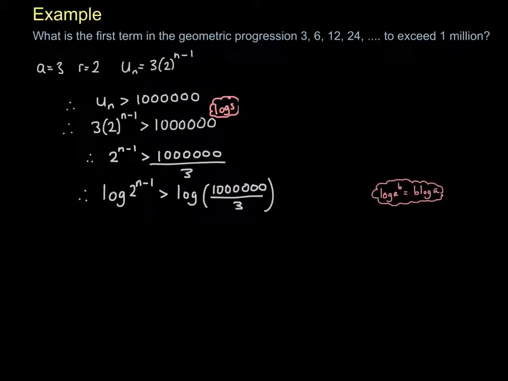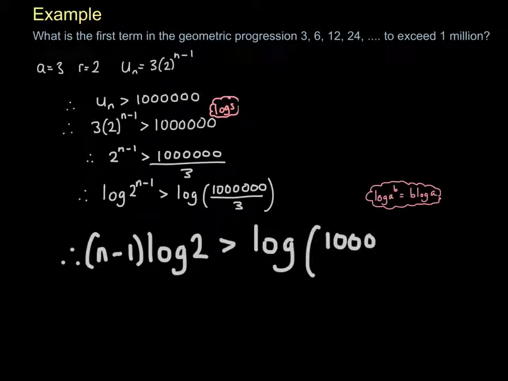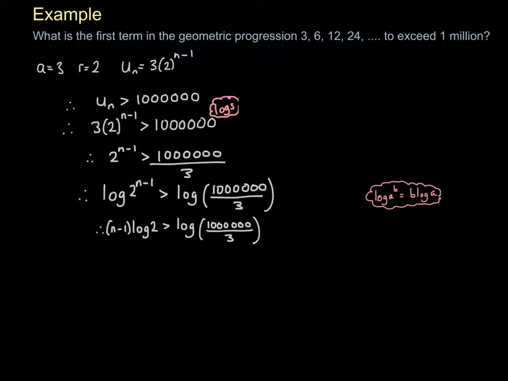If you're a bit rusty on the work we did on logs, maybe pause the video and go to My Maths and do a little bit of revision on that. So that's going to give us n minus 1 times log to the base 10 of 2 is greater than log of 1 million divided by 3. I'm just going to call it log to avoid having to say log to the base 10 all the time, because I'm getting tongue-tied.